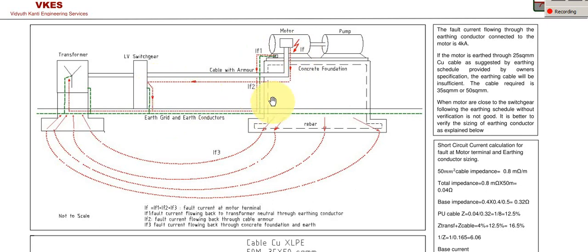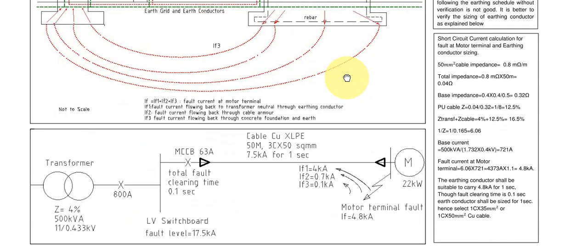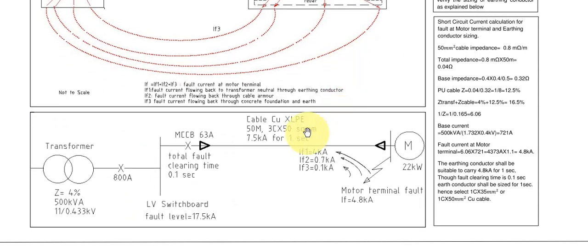The third path of current flows from the concrete foundation and the earth back to the source. So these are the three different paths, IF1, IF2 and IF3. This is about the fault current path. Now I'll explain about the calculation of the fault current.